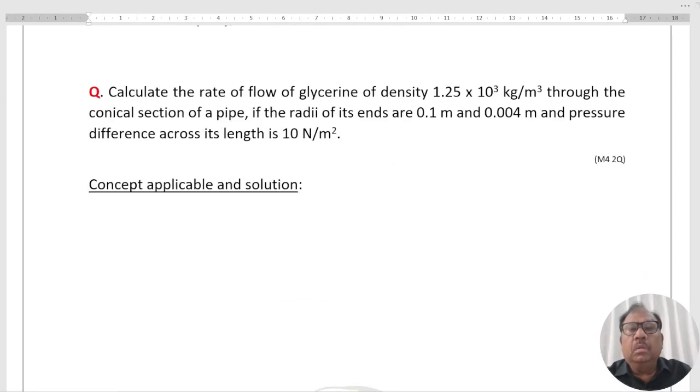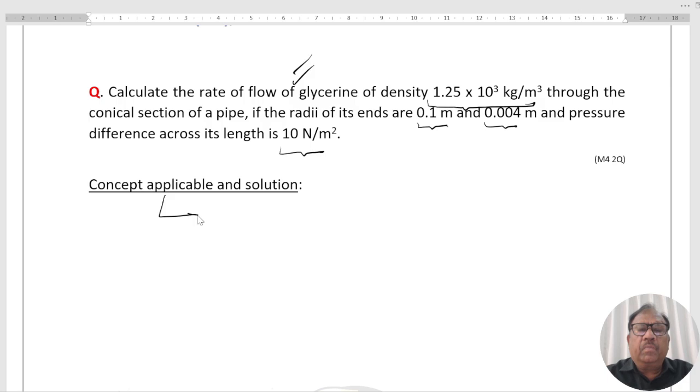Now question. The question is: calculate the rate of flow of glycerine of density 1.25 into 10 to the power 3 kg per meter cube through the conical section of a pipe if the radii of its ends are 0.1 meter and 0.004 meter and the pressure difference across the length is 10 Newton per meter square. We have to find the rate of flow of glycerine.